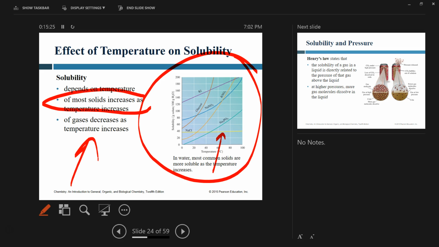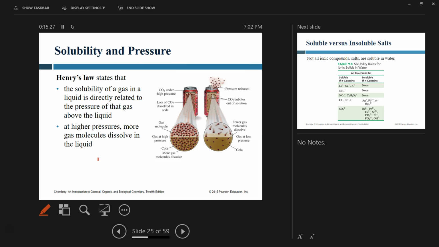It's a law that was discovered by British physicists. Well, they all are physicists, chemists, like all jacks of all trades. Henry. So Henry's law states, and that is true for all gases, that solubility of gases decreases as temperature goes up. Does that make sense?